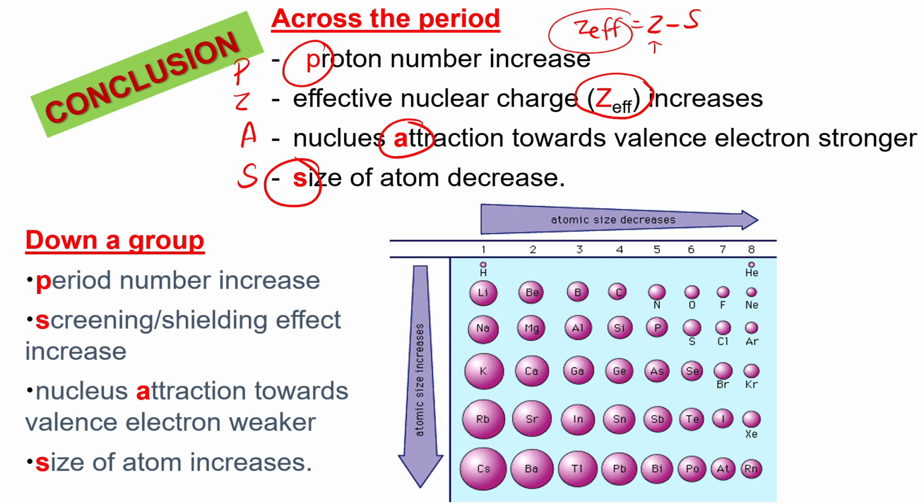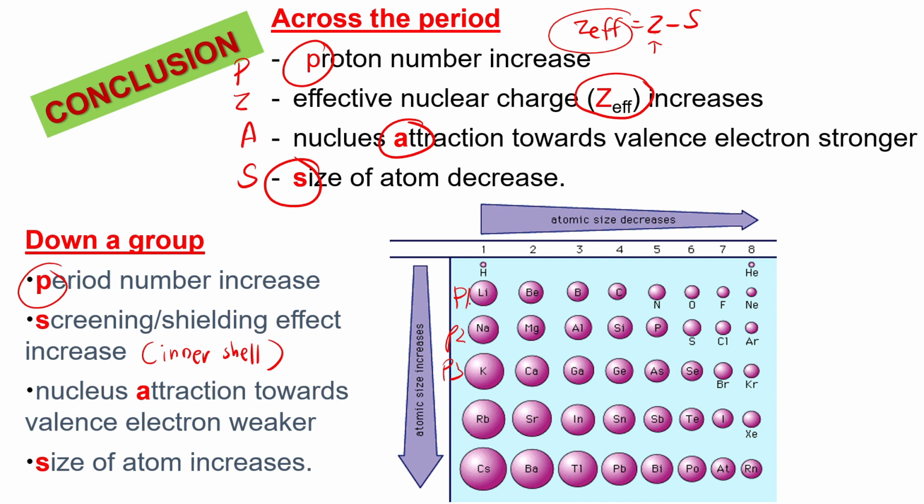Okay, down a group. Down a group, atomic radius increases. Why does it increase? Period number increases, from period 1 to period 7. Period 1, period 2, 3 until 7. So period number increases, screening or shielding effect increases. This screening or shielding effect is caused by the inner shell. The inner shells increase because the period number increases.